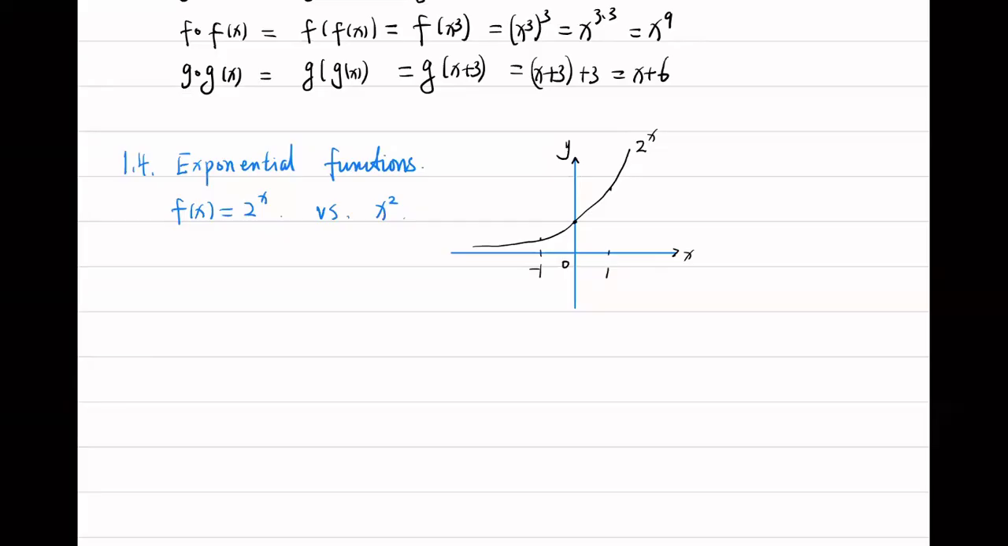More generally, we have f(x) equals b to the x for any base. So here we assume b is positive because when b equals 1 it is a trivial function. So normally we require b is not 1.